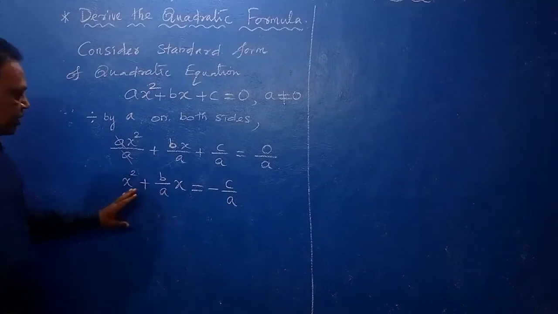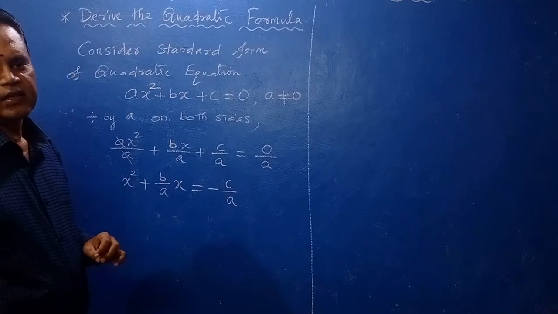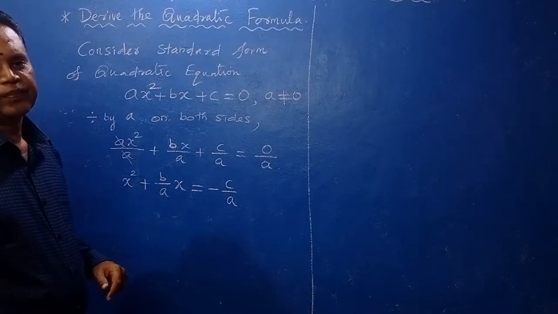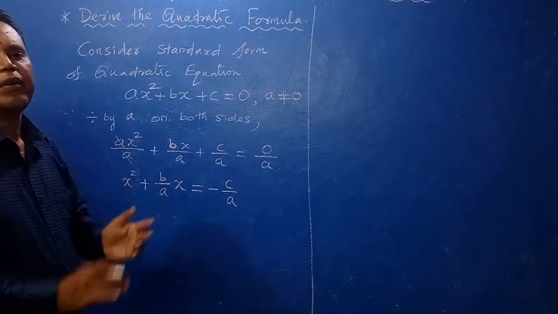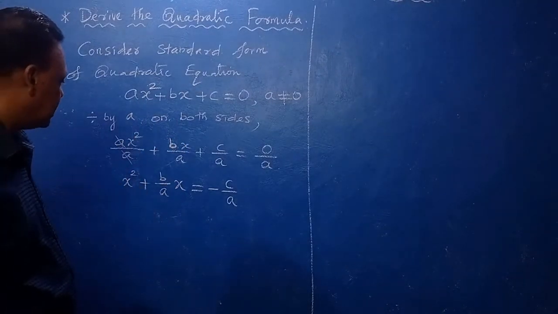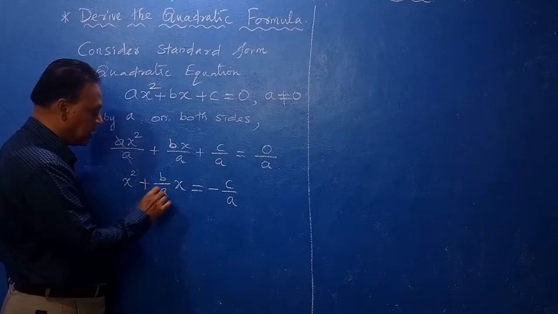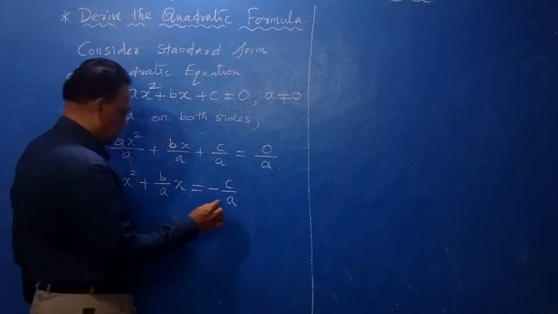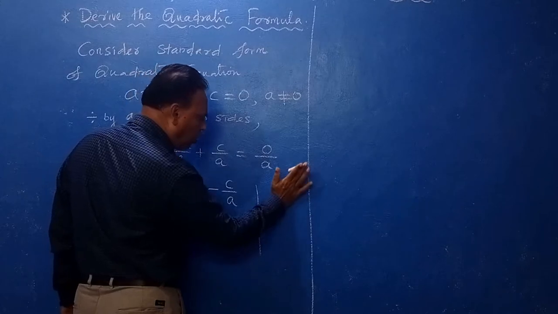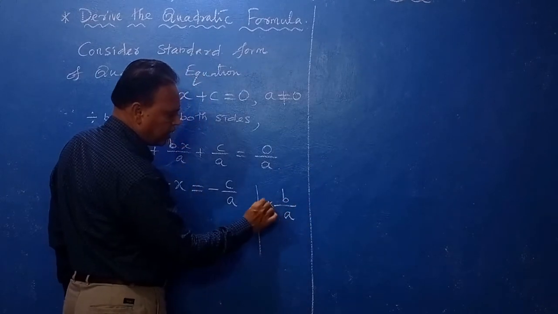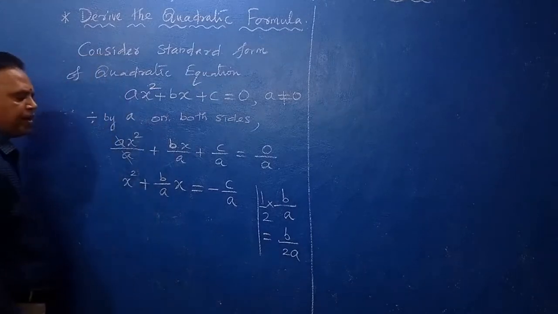Now on the left hand side you are having a squared plus 2ab, but b squared is not there. So you have to find out the b squared here. Then only we can apply the a plus b whole squared formula and make a completing the square. That's why it is called the completing the square method. To find b squared, take the x coefficient, which is b by a, and multiply by 1 by 2. That gives b by 2a. That is the rule.